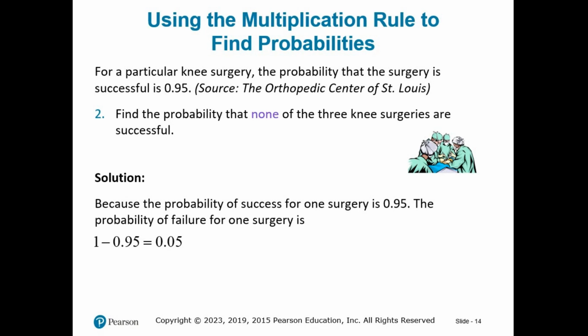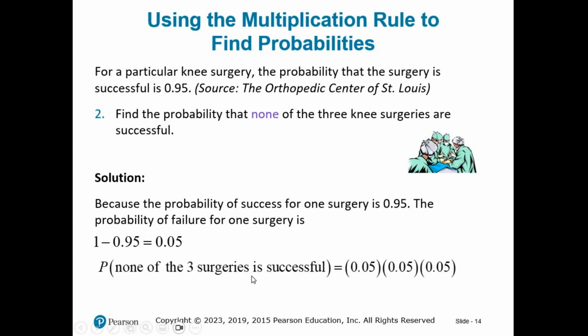Okay, so now we have one part of it. Now we have found out the probability of failure for 1 surgery, which is 0.05. Because these events are still independent of each other, we multiply this amount by itself 3 times. So 0.05 times 0.05 times 0.05, and we get 0.0001.